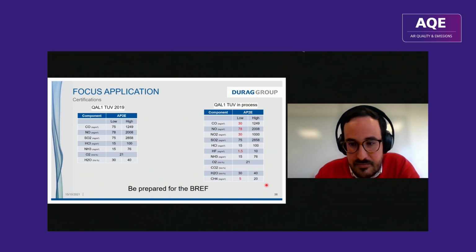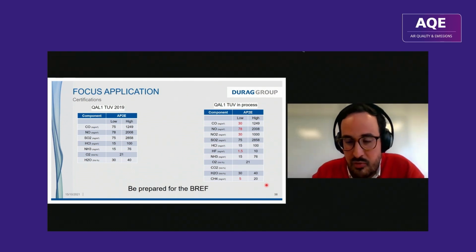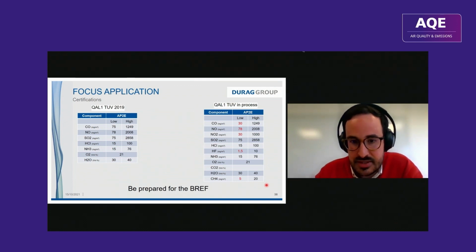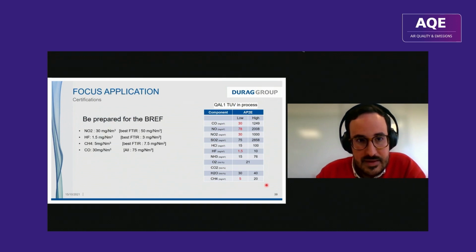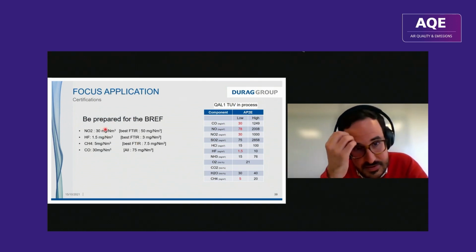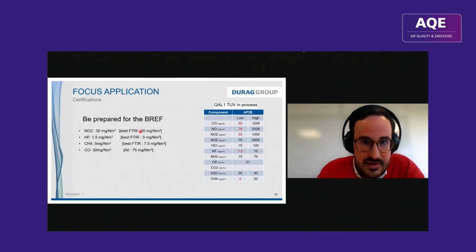And the goal is to be prepared for the future if the regulation will require to lower more and more the emission limits. So if we compare our solutions to, I would say in the case of incineration, FTIRs, we see that for example for NO2 our next certification will be 30 milligram, and for FTIR the lowest range is 50 milligram. For HF, it will be 1.5 milligram when the best FTIRs are at 3 milligram.